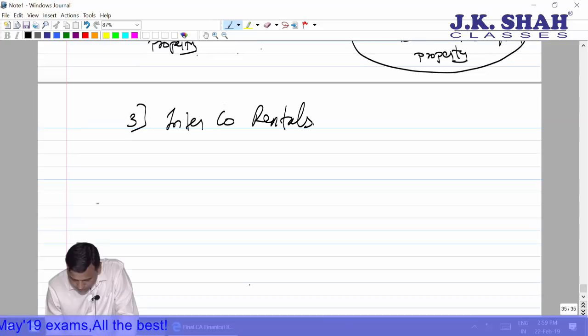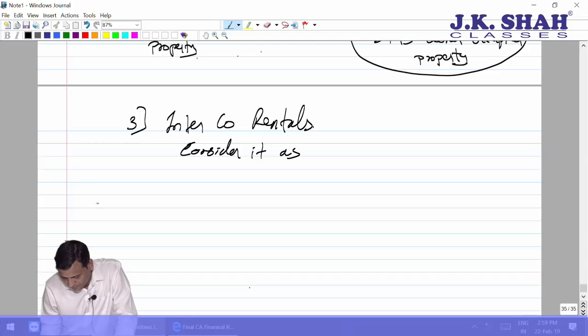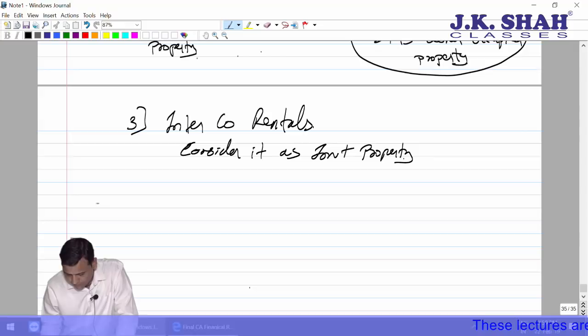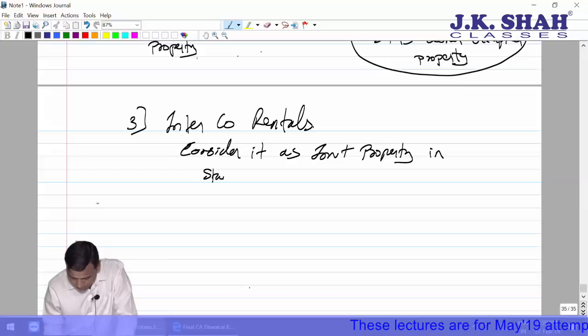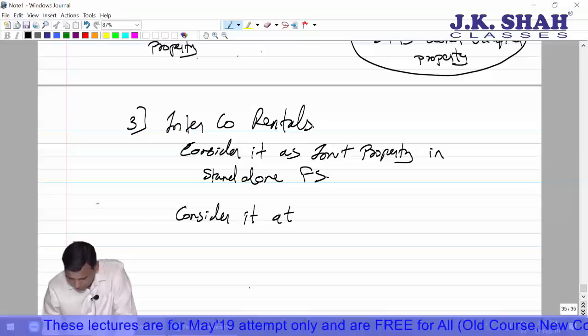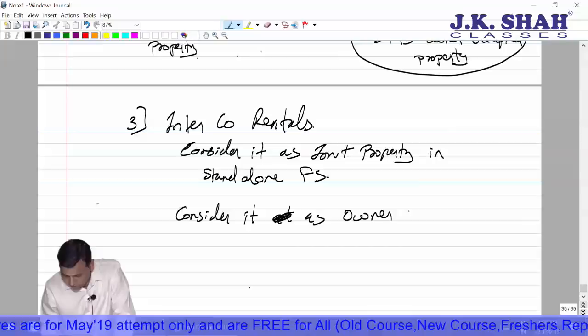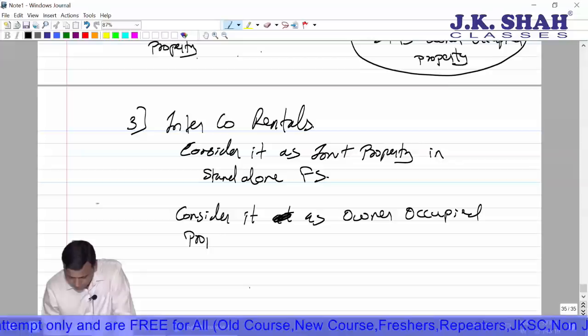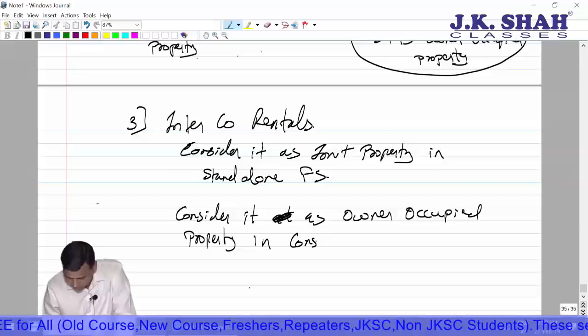Consider it as investment property in standalone financial statements, and as owner occupied property in consolidated financial statements.